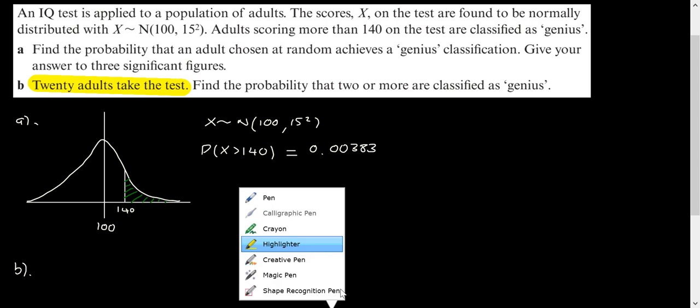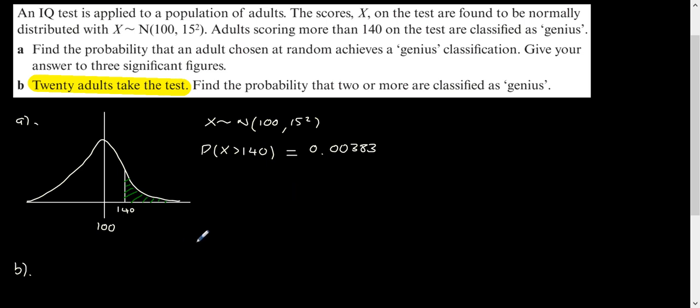That means that we have a number of trials. We have a number of times through this. And so this is suggesting to me that we're going to have a binomial distribution. So I'm going to think about that. And what would this binomial distribution be? So I'm going to call it Y rather than X because I've used X already. A binomial distribution where we've got 20 trials. That's the 20 adults taking the test.